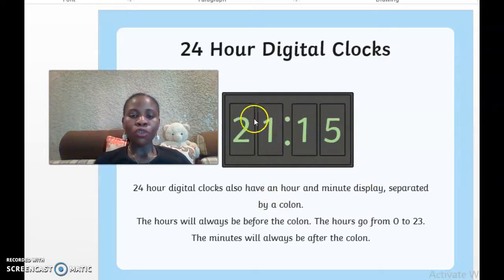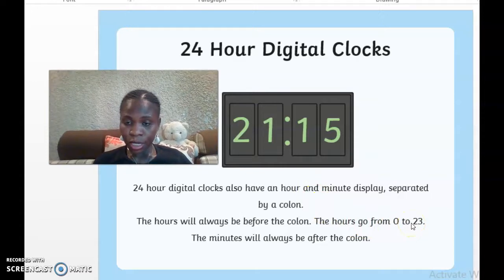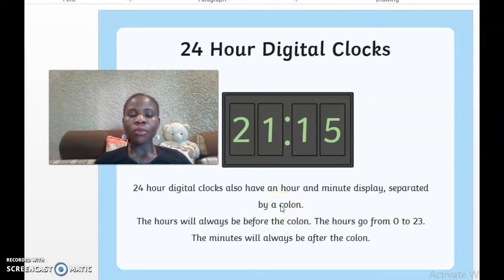Like here I have 21. 21 represents the hours, and the 2 dots separate the hours and the minutes. The hours will always be before the colon. So the numbers you write before the colon, you see 2 and 1, are the hours. The hours go from 0 to 23. We don't have 25 hours. We don't have 26. When it reaches 24, 24 will be double 0, as we had seen in this other one.